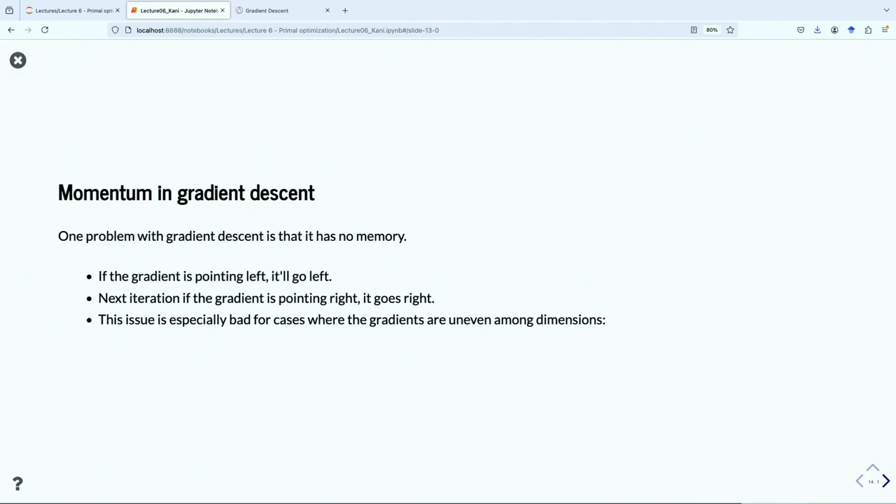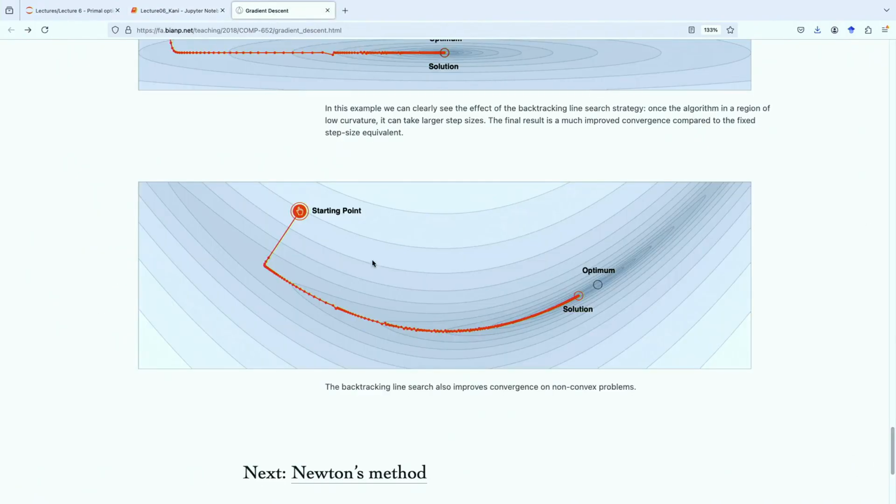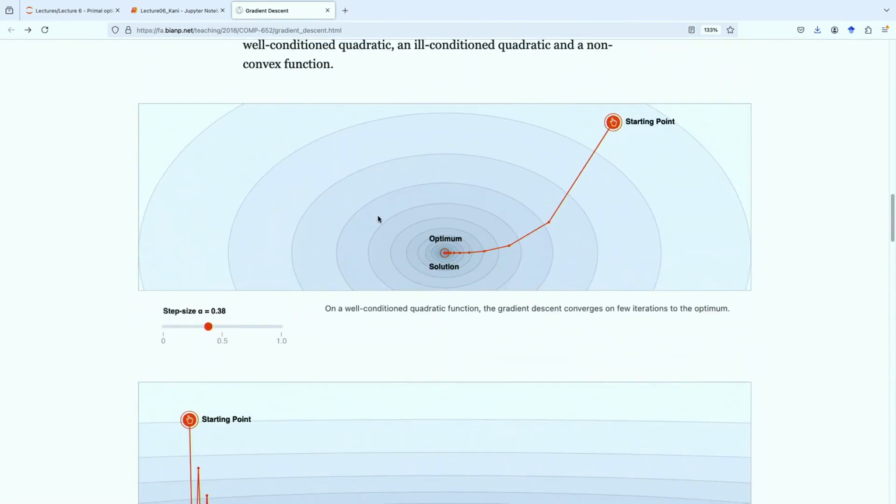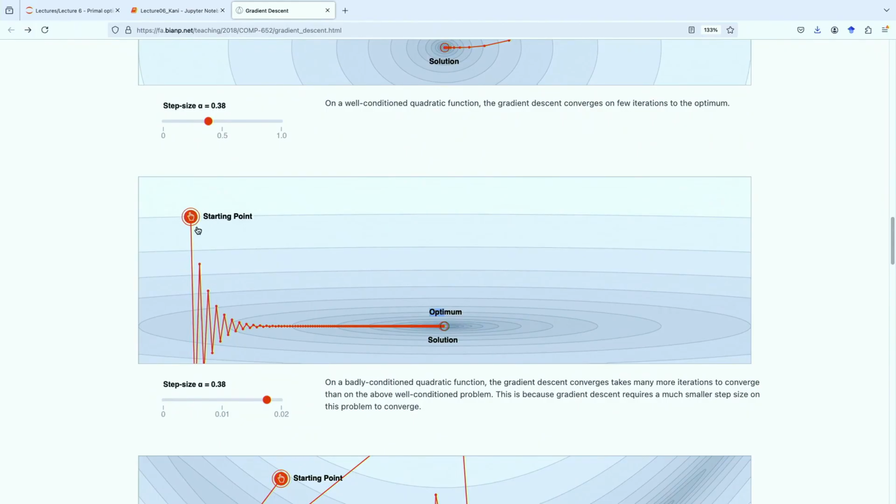So momentum and gradient descent. Momentum is another key improvement on gradient descent. One issue with gradient descent, and actually let me jump back to the normal gradient descent, is that people have pointed out, and you've definitely seen, that gradient descent has no real memory, right?